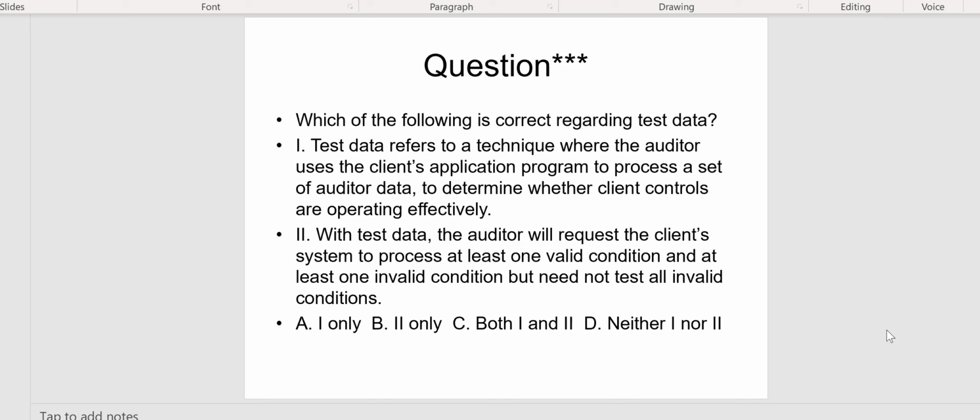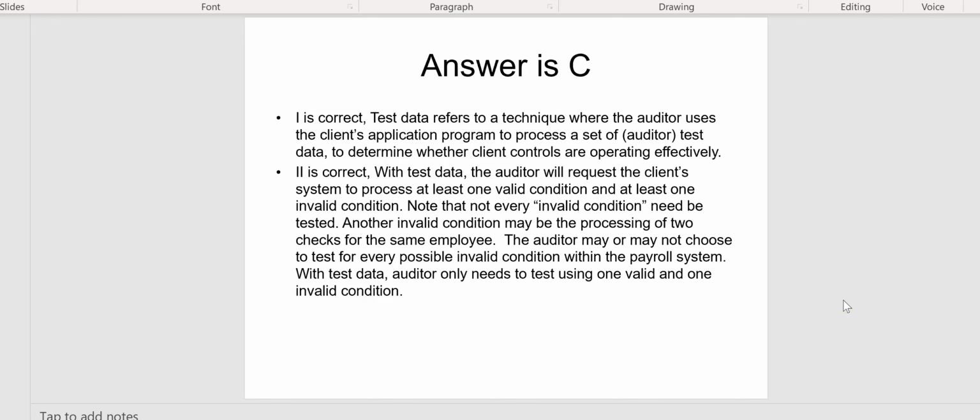least one invalid condition, but need not test all invalid conditions. That's true, and that's often the way they ask you questions about test data. The answer is both, 1 and 2, letter C. So a giveaway that they're asking you about test data is where one of the choices says something like, the auditor need not test every invalid condition, because all you need to do is have one valid and one invalid, and you can see if the control is working.